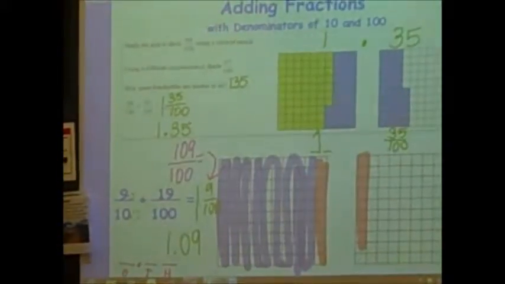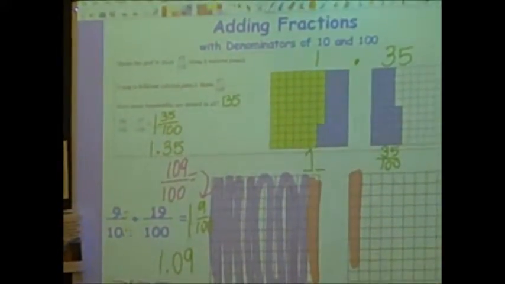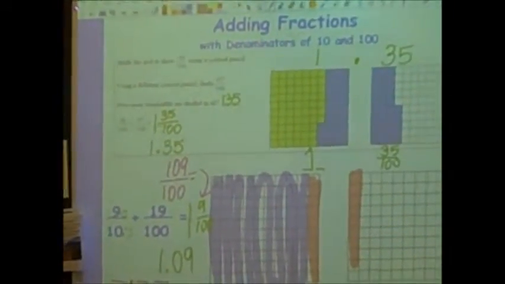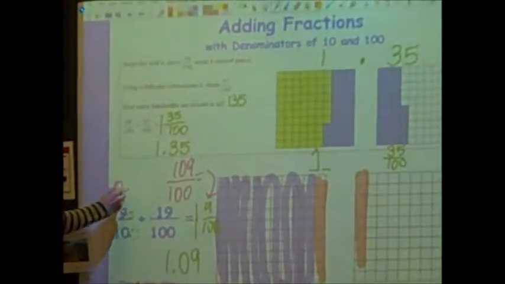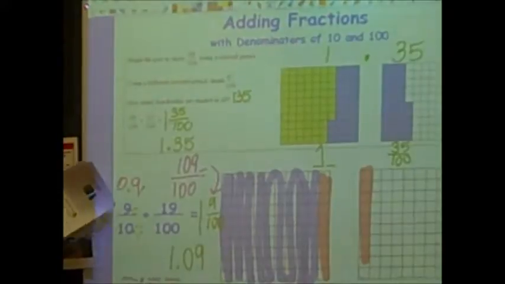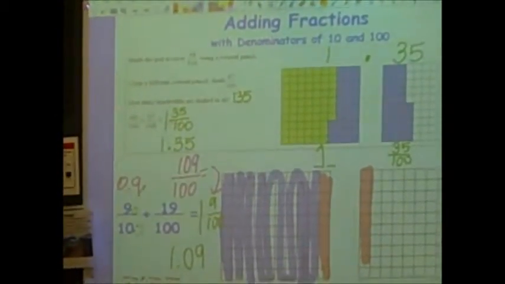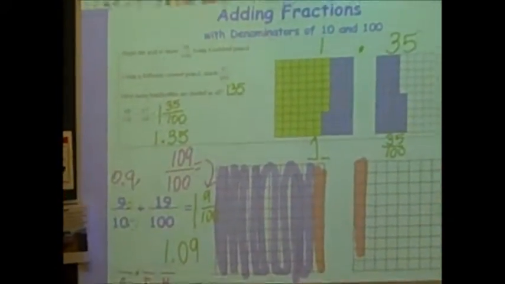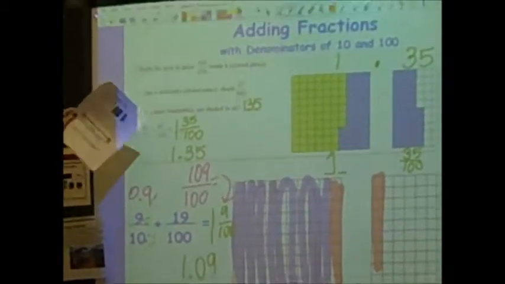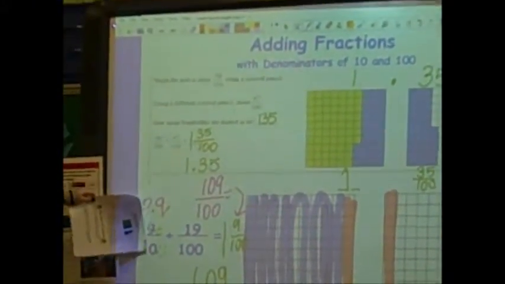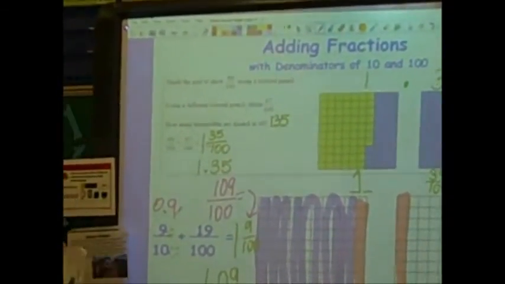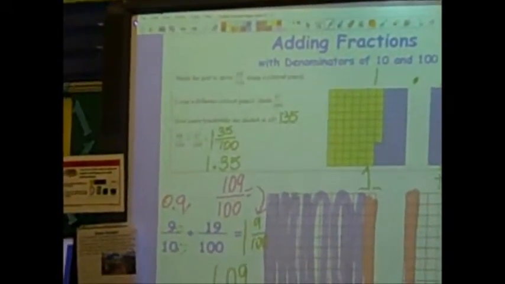We start the unit with recognizing that 9 tenths as a fraction is the same as 9 tenths as a decimal. So we do that the first day. We do it with tenths and hundredths. So by the time we get to here, they should have a solid understanding that 90 hundredths is the same as 9 tenths.